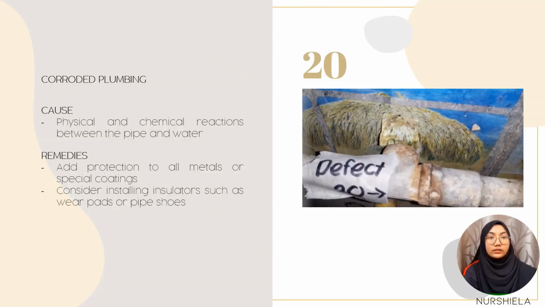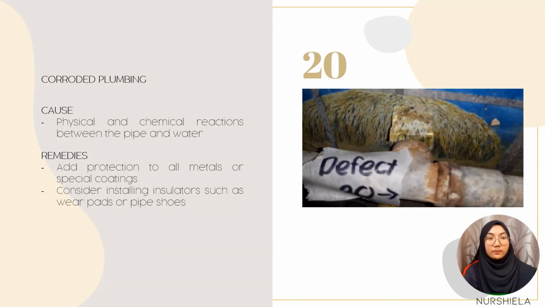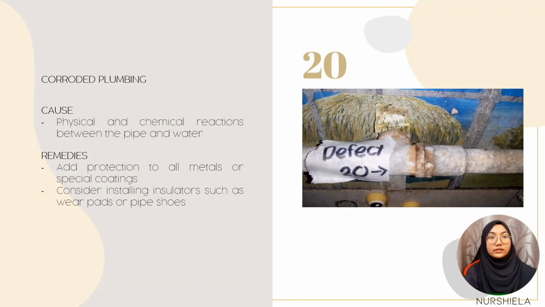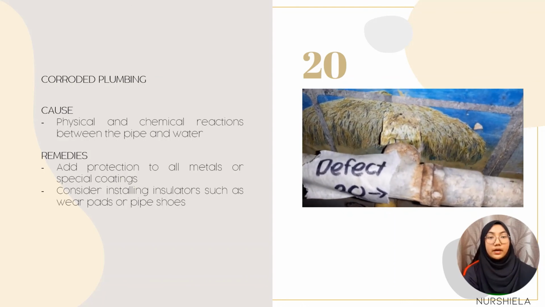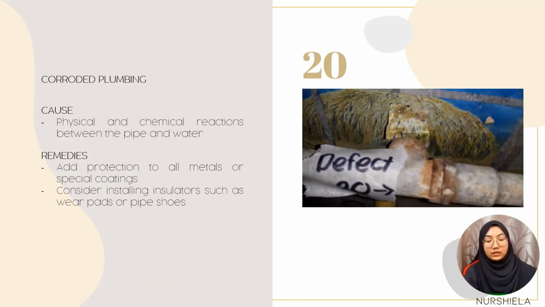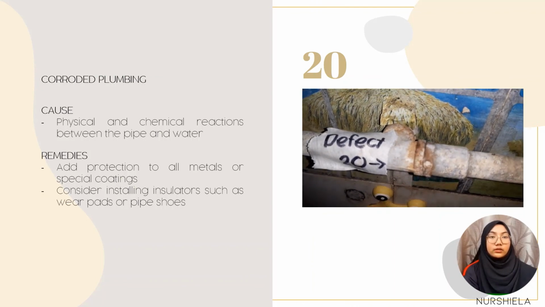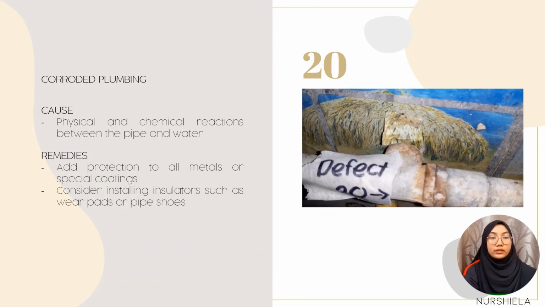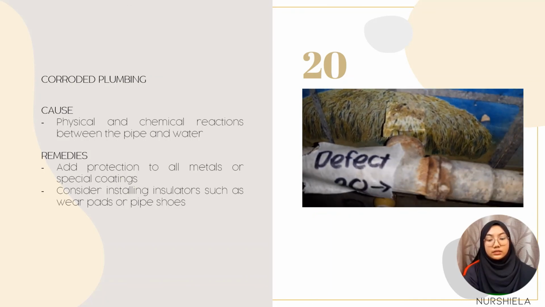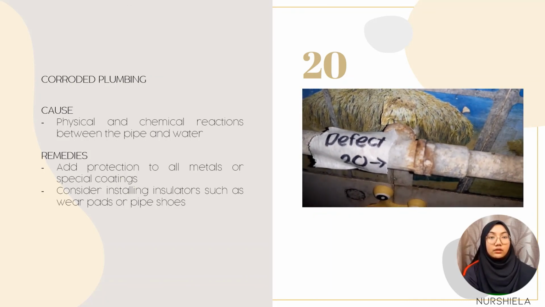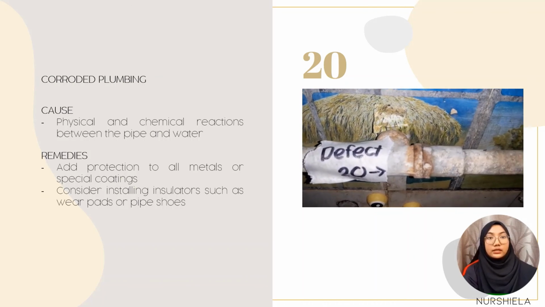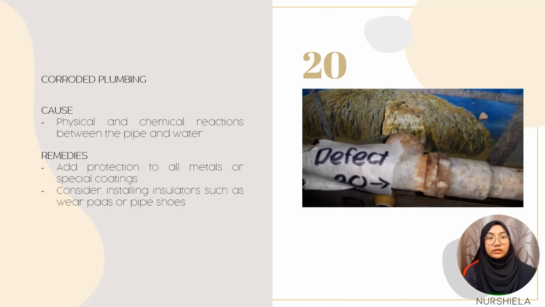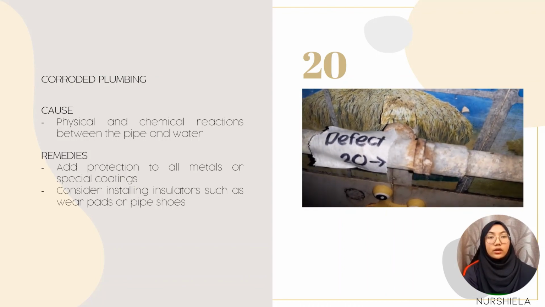And the last defect is corroded plumbing. It is due to physical and chemical reactions between the pipe and water. So to avoid the corrosion still happening, add protection to all metals or a special coating because it can prevent corrosion in the pipe. You can also consider installing an insulator such as wear pipe shoes.